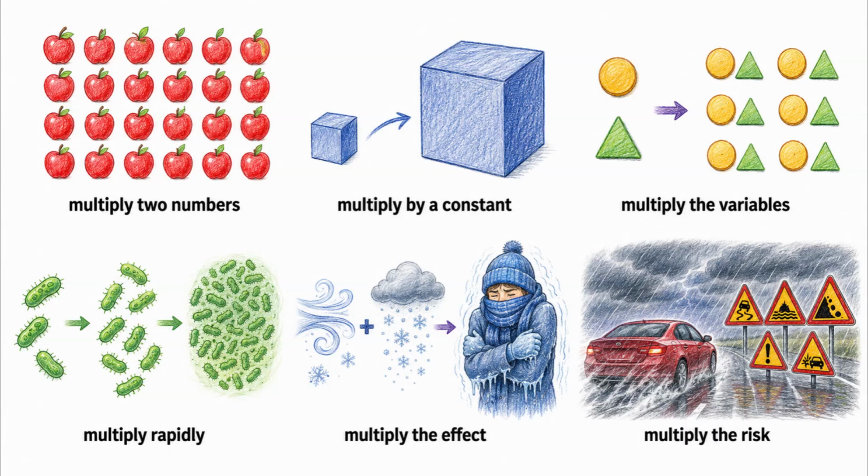Bacteria can multiply rapidly when warmth and food are available. Strong winds may multiply the effect of the cold temperature. Driving too fast in heavy rain can multiply the risk of an accident.